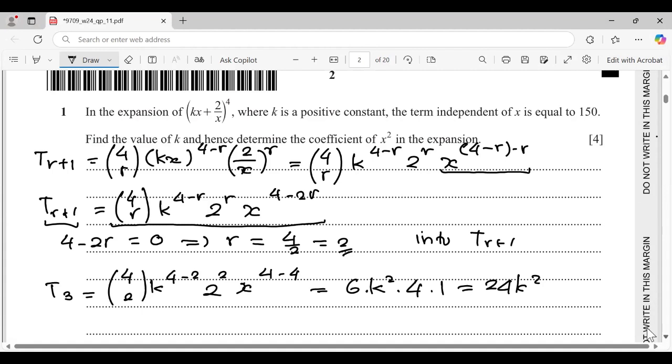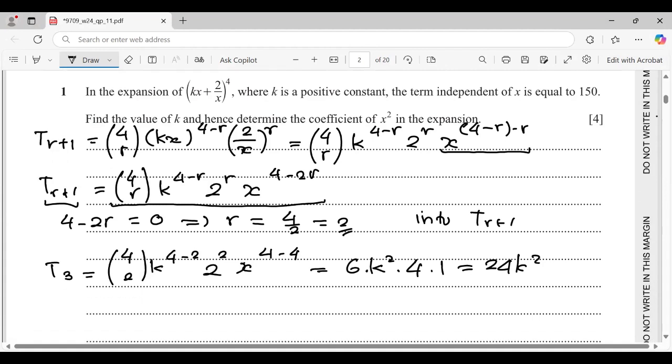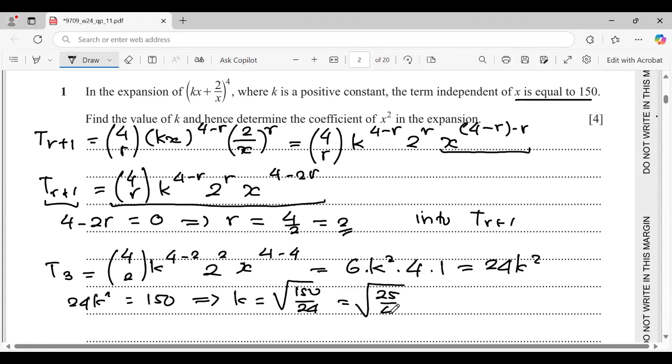Now, based on the information in the question, 24 k squared equals 150. So k equals the square root of 150 over 24. Simplify, 25 over 4, so k equals 5 over 2.